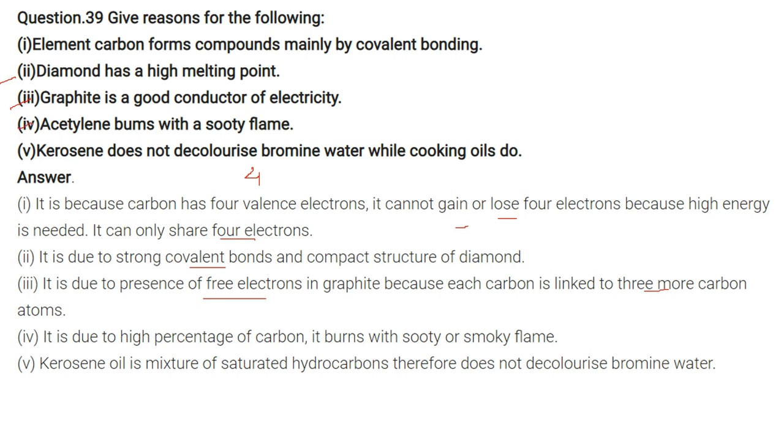Acetylene burns with a sooty flame. This is due to the high percentage of carbon. It burns with a sooty or smoky flame. Kerosene does not decolorize bromine water while cooking oils do. Kerosene oil is a mixture of saturated hydrocarbons, therefore it does not decolorize bromine water.